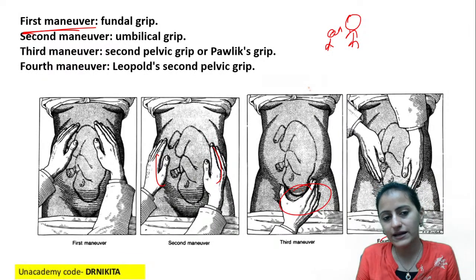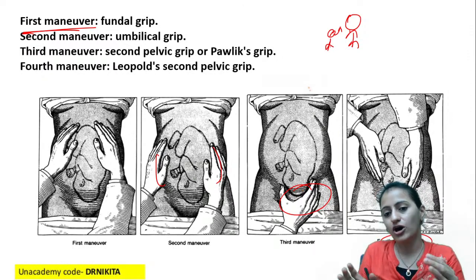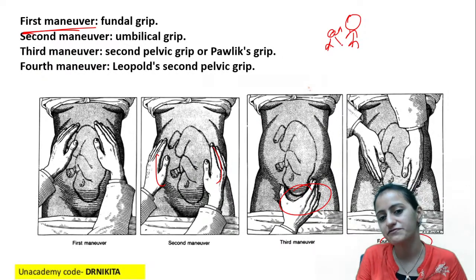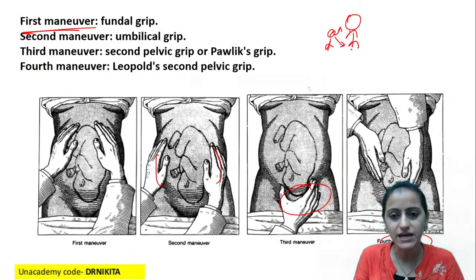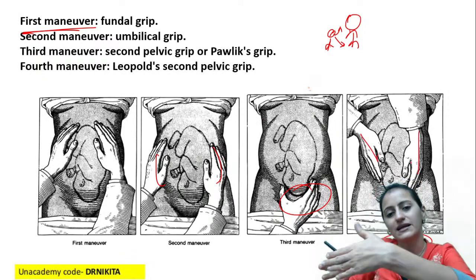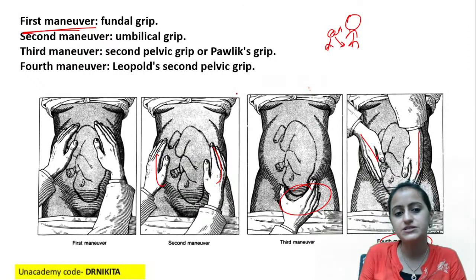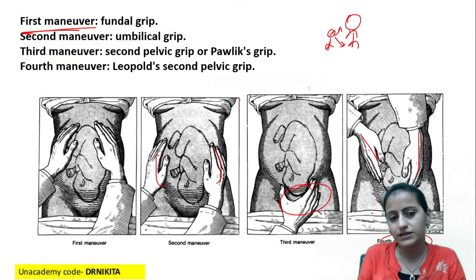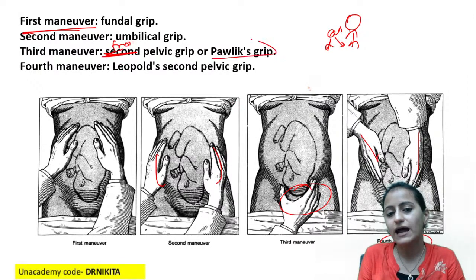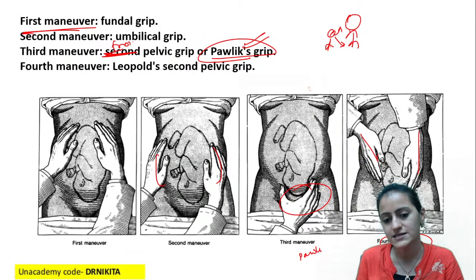The fourth one is where you turn towards the patient's foot end, and your hands come like this. This is your fourth maneuver, which is your second pelvic grip. Third is your first pelvic grip. The third Leopold grip is also called Pawlik's grip.